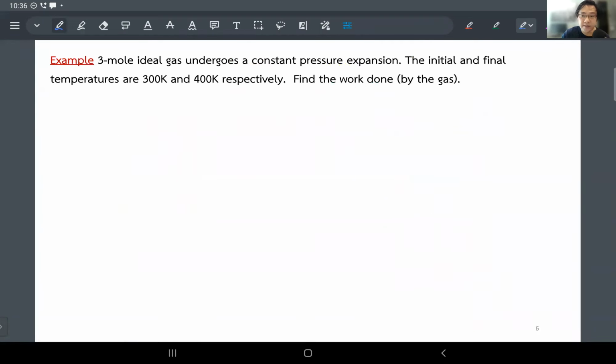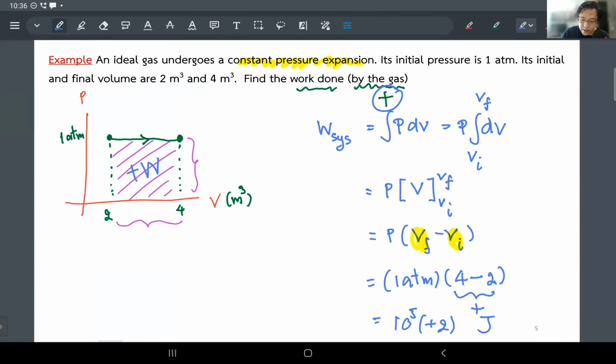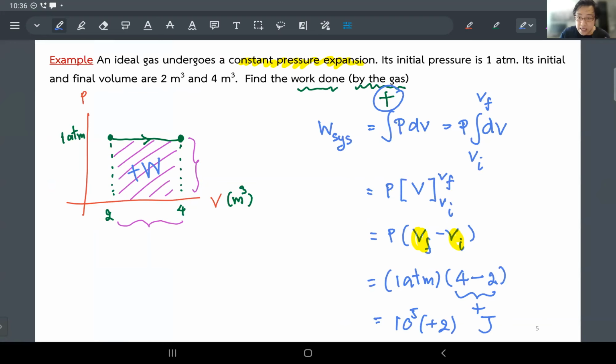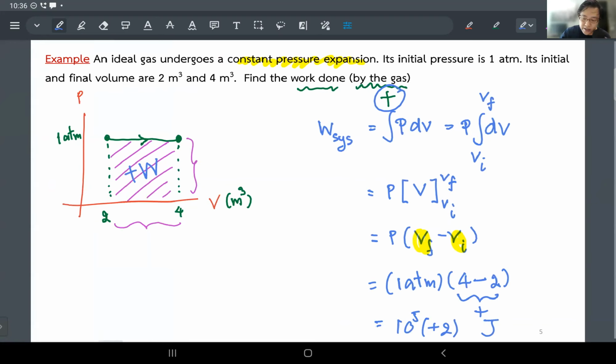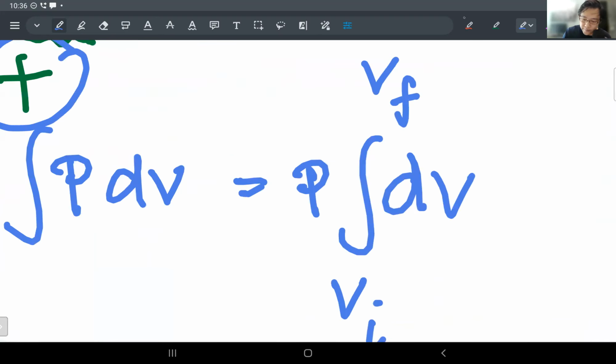Okay, guys, try this. 3 moles. There's a question here: is the d here a differential? Yes. This is the way that you write the integration operation. So d is the differential of V. This one comes in a pair; that's how you write down the integration.